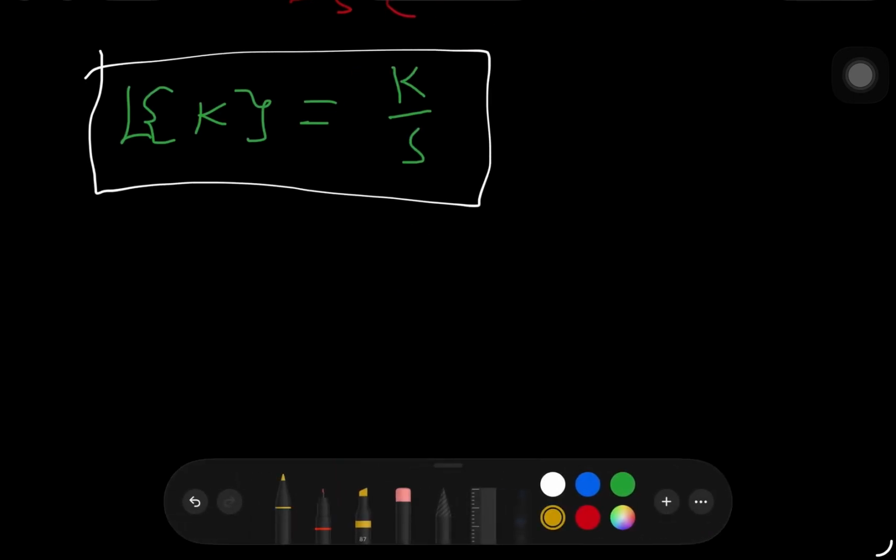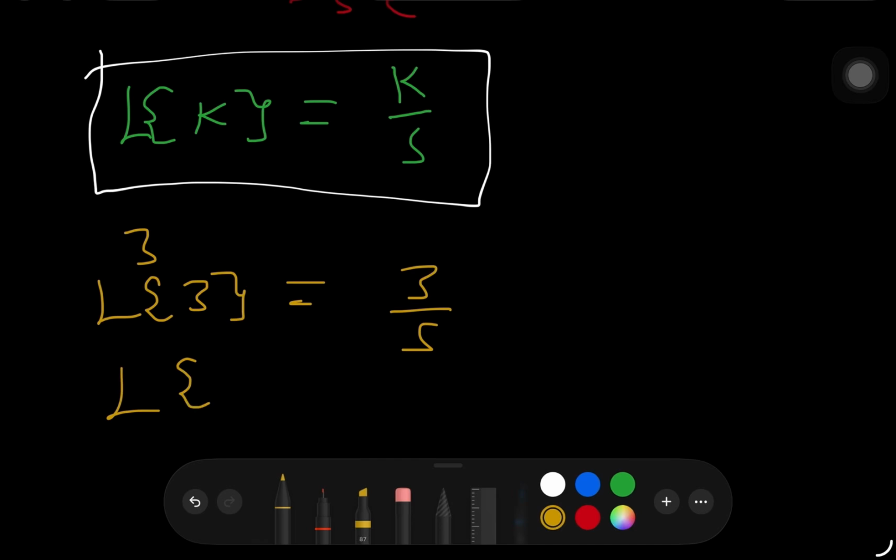So for example, given 3, the Laplace transform of 3 is going to be 3 over s. Laplace transform of 100 is 100 over s. And this was how it was done.